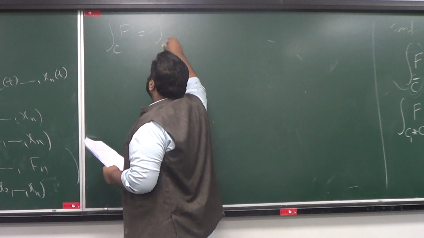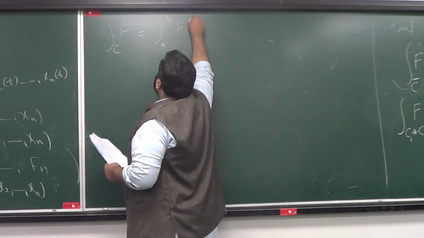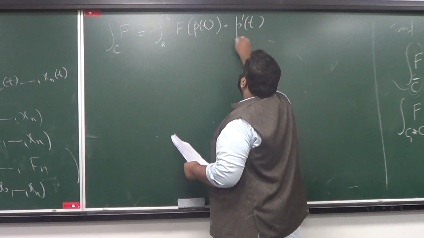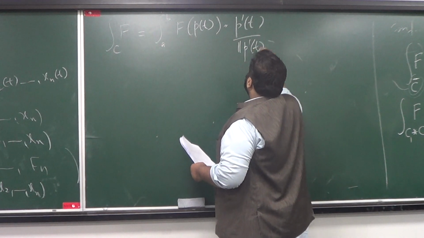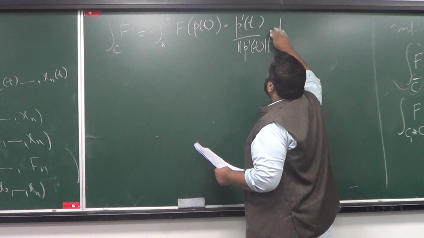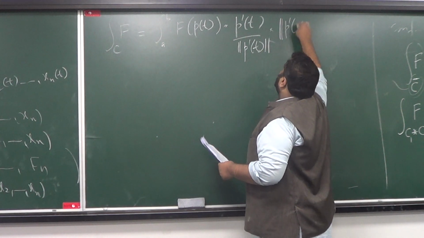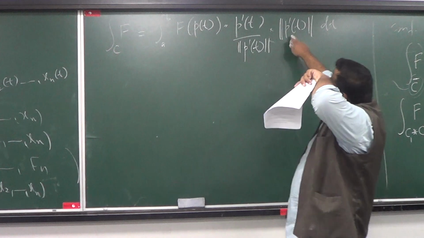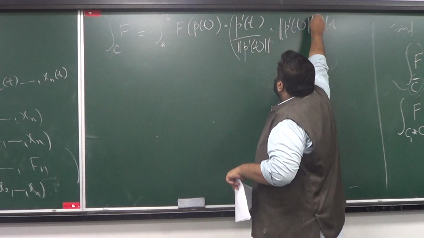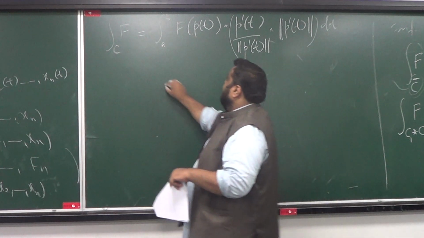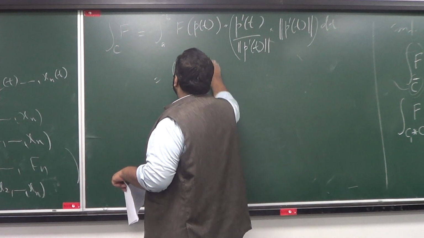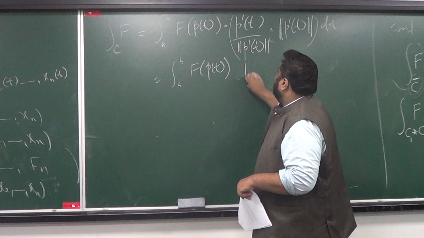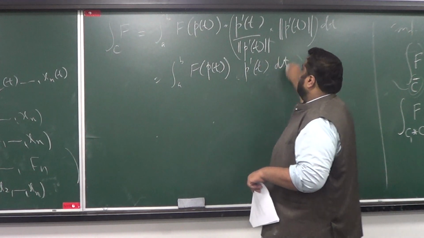I know about this, that this is going to be the integral from a to b of f of p of t dot product with p prime of t divided by the magnitude of p prime of t, multiplied by the magnitude of p prime of t, and dt. So that's a scalar. If I wish, I can combine these, and I'm going to have the integral from a to b of f of p of t dot p prime of t dt, right?